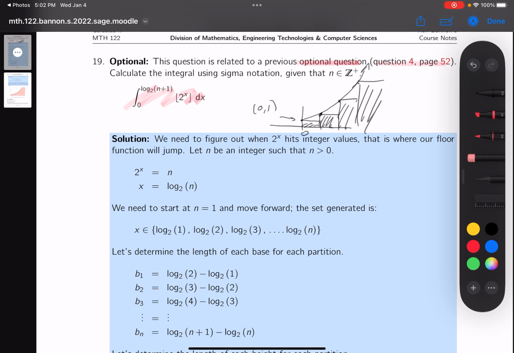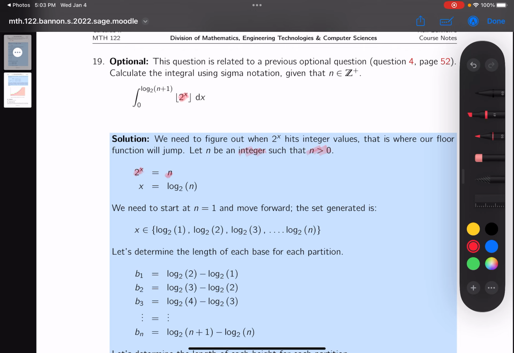My preliminary thinking was just, where's this thing going? How do I compute those things? So what I really need to figure out, just like in that optional question, question 4, page 52, is when does this thing hit an integer, all right? That's when it starts to jump. So what I do is I set the argument of the floor function to some integer n. And again, I want to point out n is an integer greater than 0, so like 1, 2, and so on. And I want to solve it.